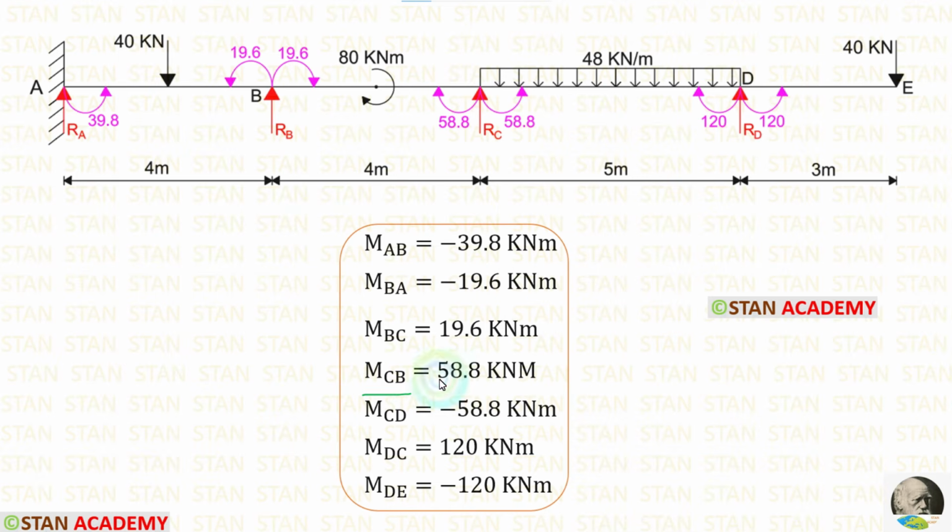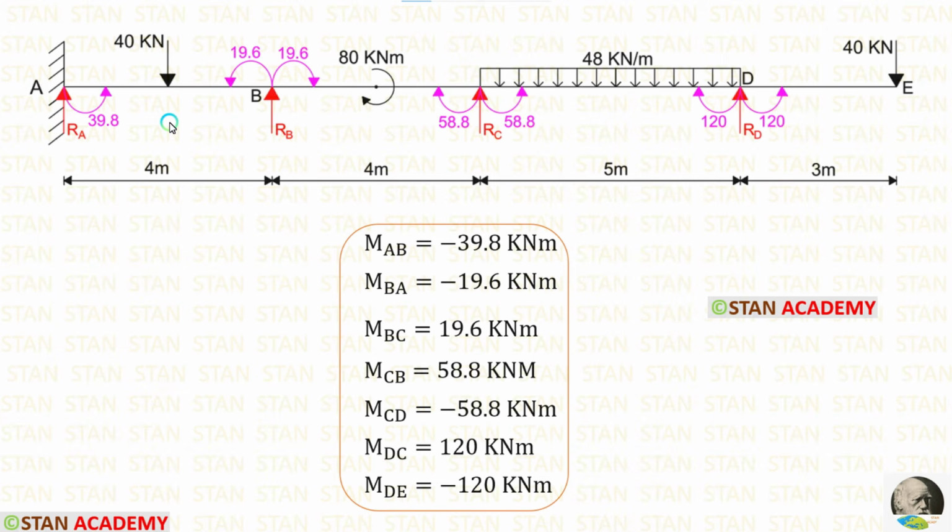For MCB, we got a positive value. That means it is acting in the clockwise direction. For MCD, we got a negative value. That means it is acting in the anti-clockwise direction.